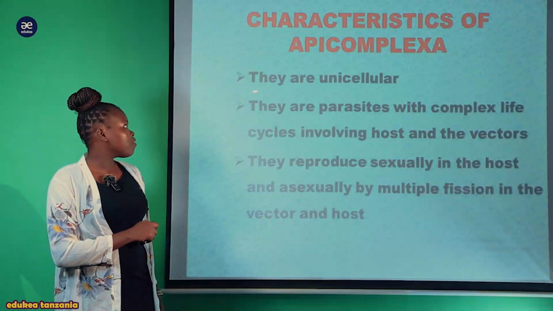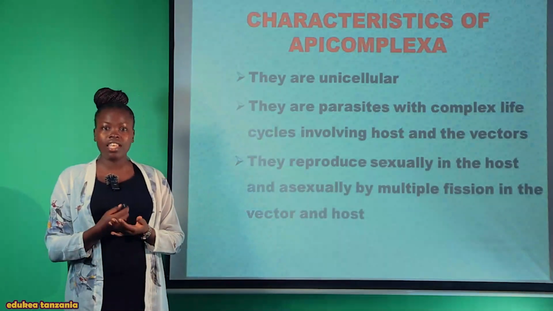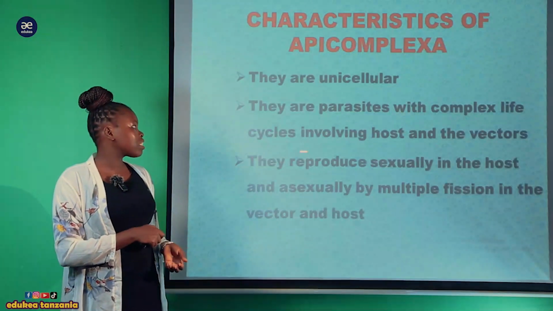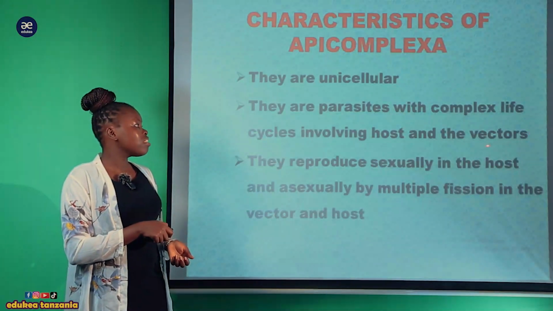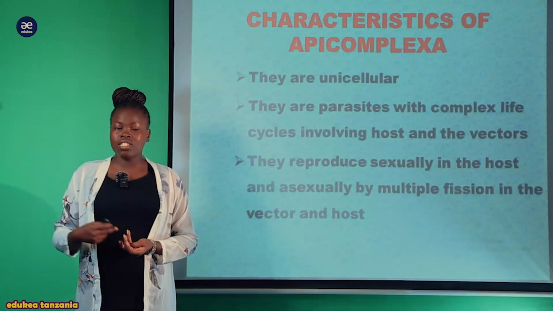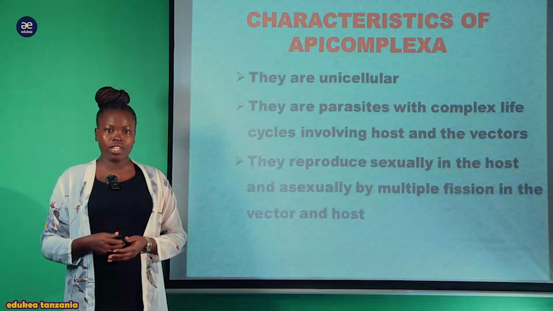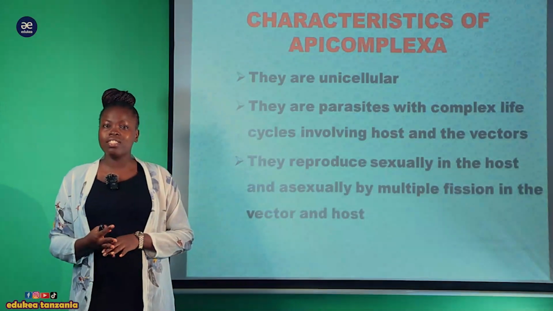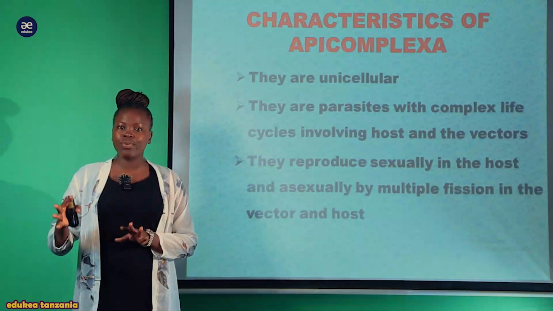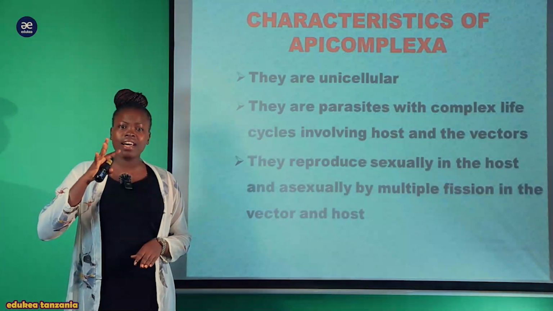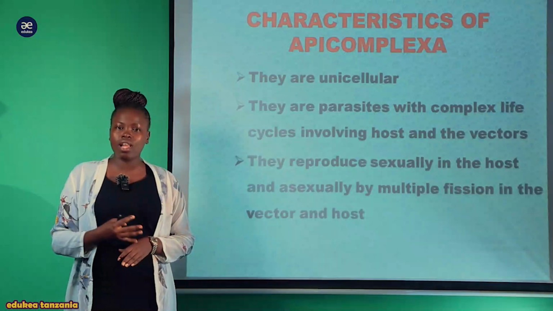First of all, they are unicellular, meaning that they are made up of a single cell. Also, they are parasites with a complex life cycle involving a host and a vector. Vile ni parasite, meaning that they cause disease to a particular host cell, like infections. Na vile they have a complex life cycle, meaning that wanakuwa na almost more than 2 life cycle. Wanakuwa na depend on either 2 or 3 hosts kwa ajili ya kuweza ku complete their life cycle.